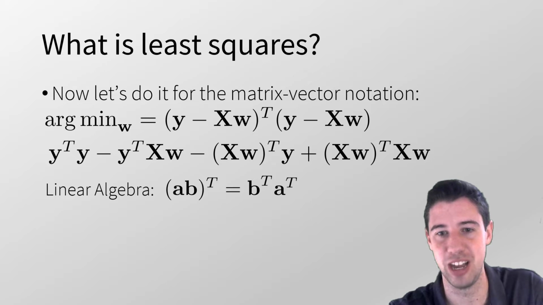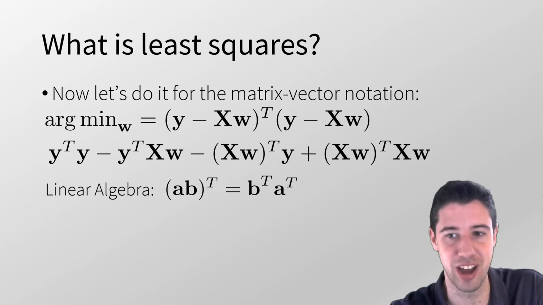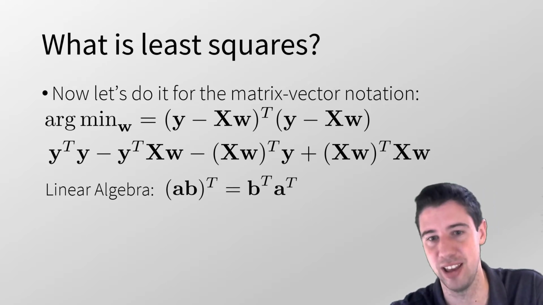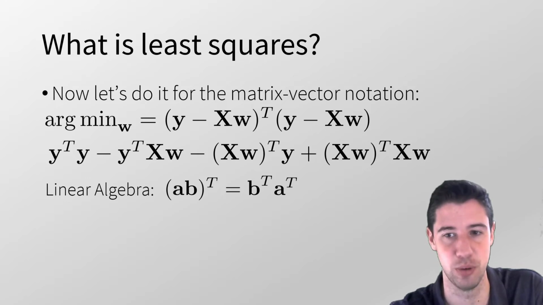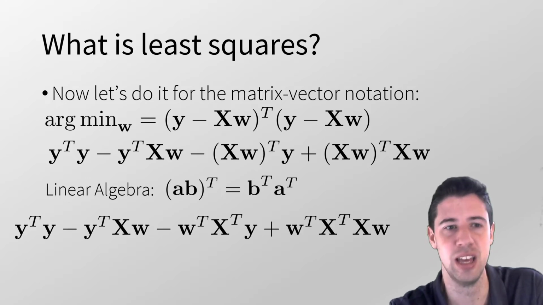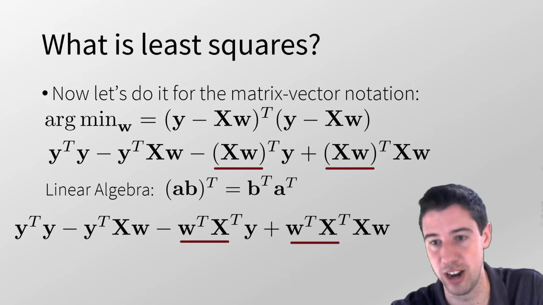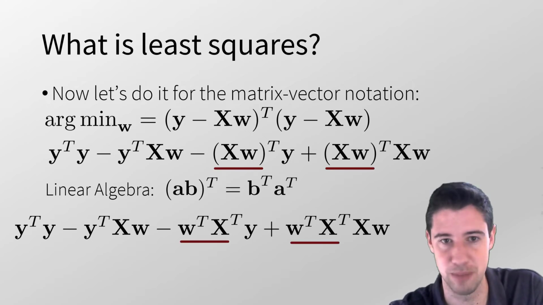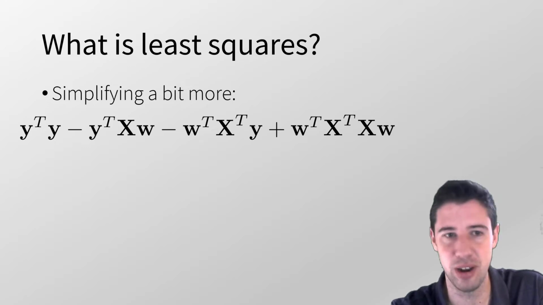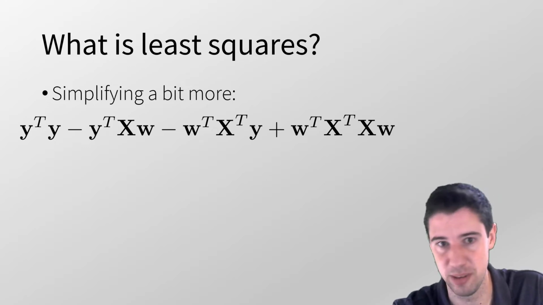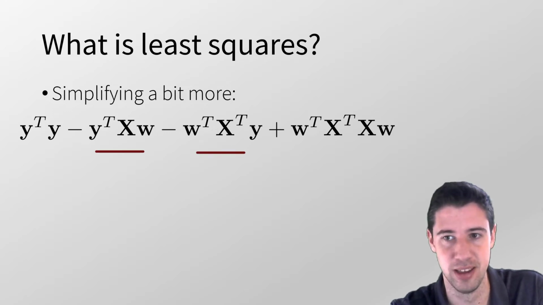As a reminder from linear algebra, the transpose of the product of two terms can be expressed as the product of the individually transposed terms in reverse order. We can apply this identity to both instances of the quantity xw transpose to simplify the expression a bit. Next, we want to see if there are any other places where we can further simplify. The ones that we'll focus on are the second and third terms.